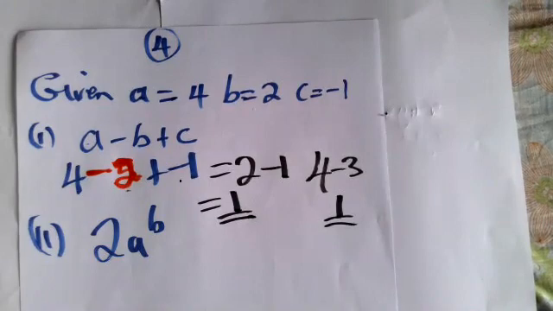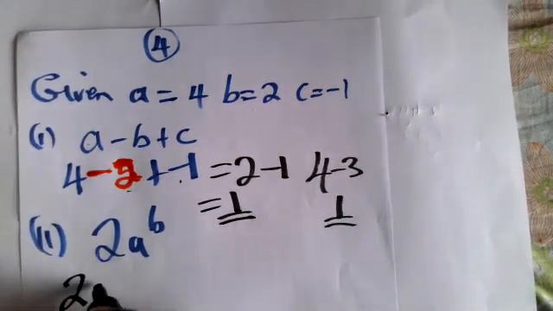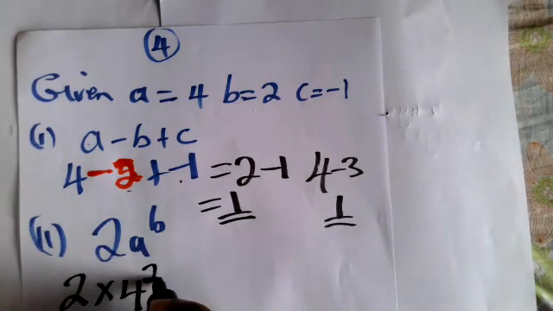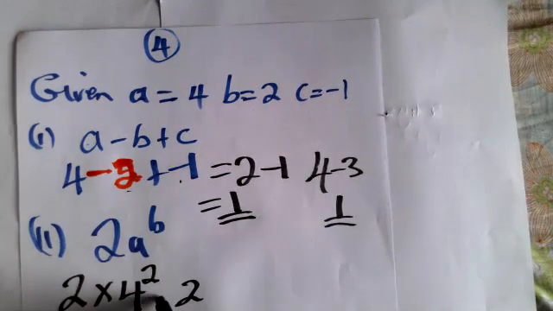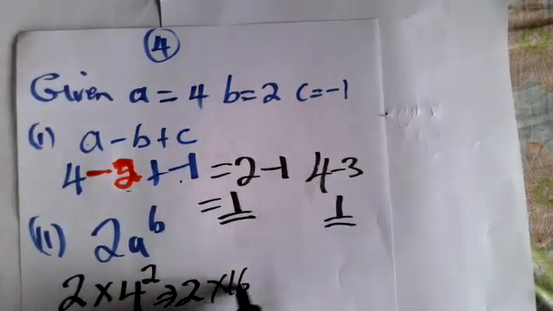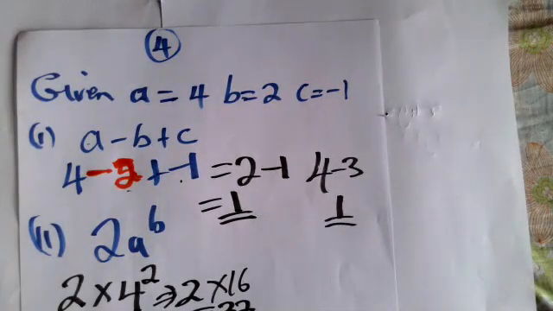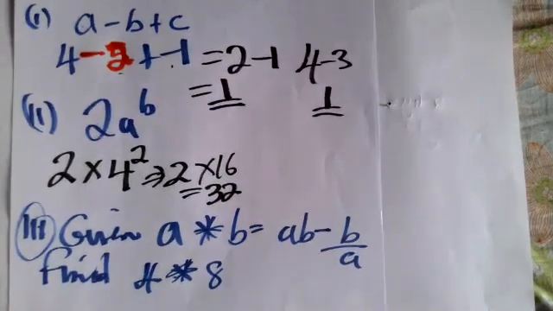Right, let's just look at this one, 2a raised to the b power, right? Let us put in what we know. We know that this is 2 times a, which is 4, raised to b, b is 2. So again, we say 4 times 4 is 16. So it's 2 times 16, and that's equal to 32. All right, go ahead and try that one.